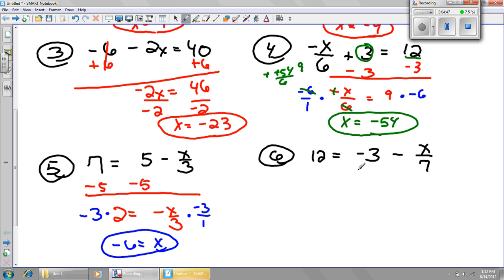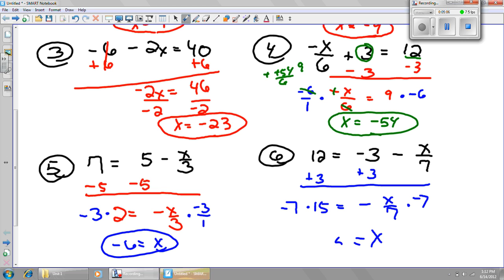Okay, last problem. And we're going to add 3 to both sides. And so I'll end up with 15 equals negative x over 7. I'll multiply each side by negative 7. All right, let's see, it's going to end in a 5, and I'm going to carry a 3. It looks like it's going to be 105. And there you go. There's your extra practice video for solving two-step equations.